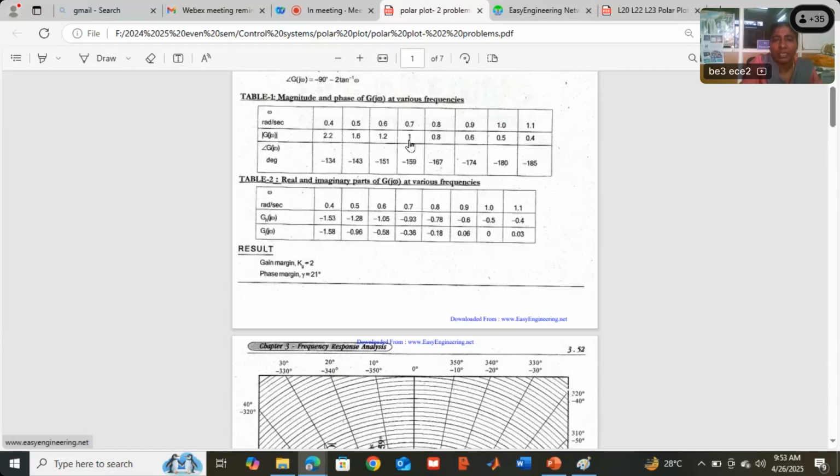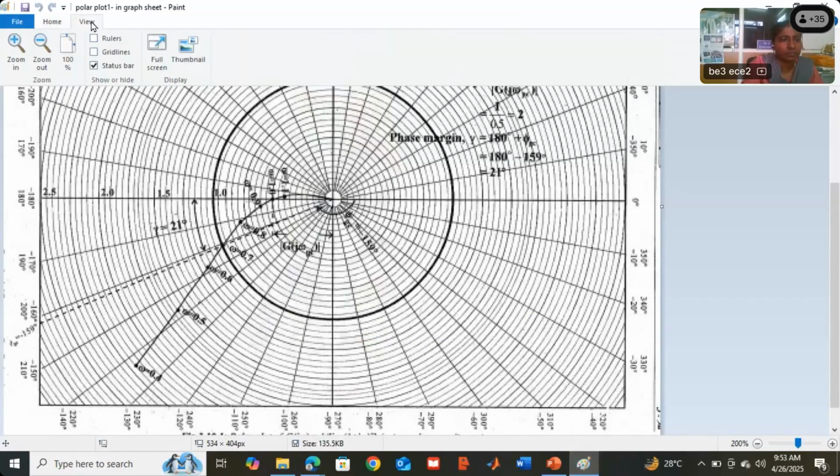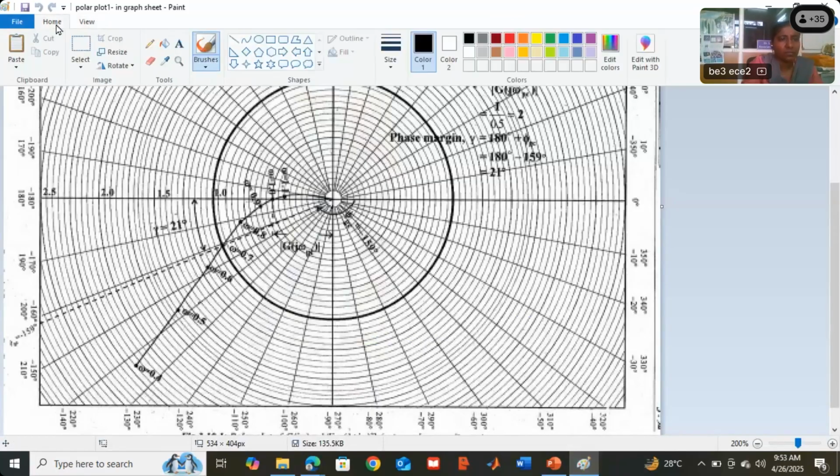So 1.0 magnitude is there. At what frequency? 0.7. In the graph sheet, 1.0 magnitude means this one. You can see my cursor is visible. I'll take the eraser and use it as a cursor.